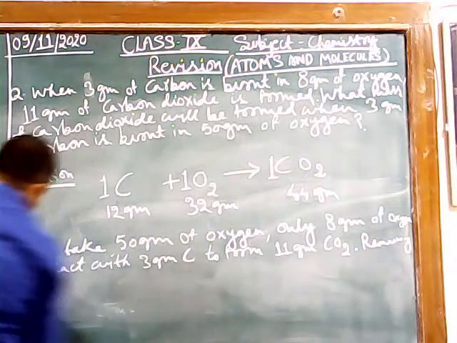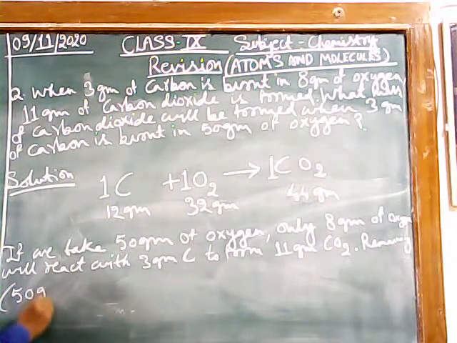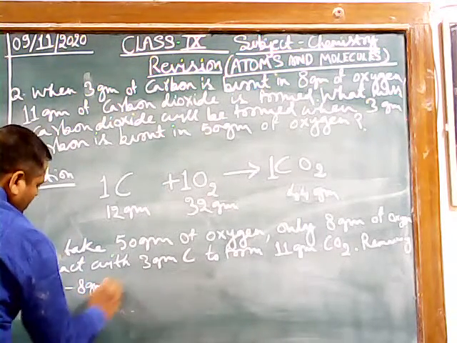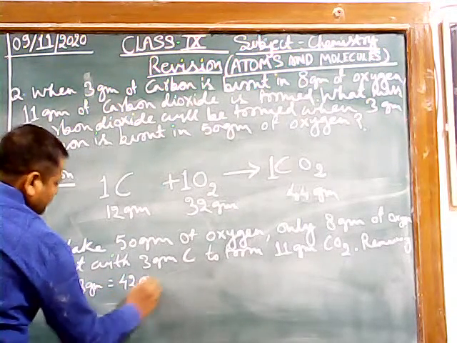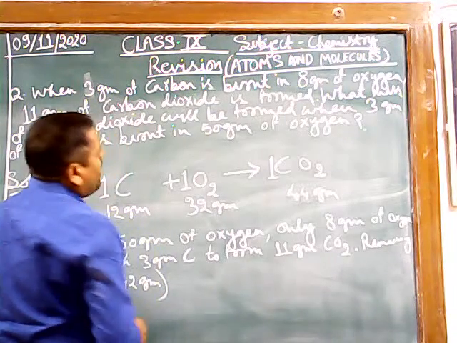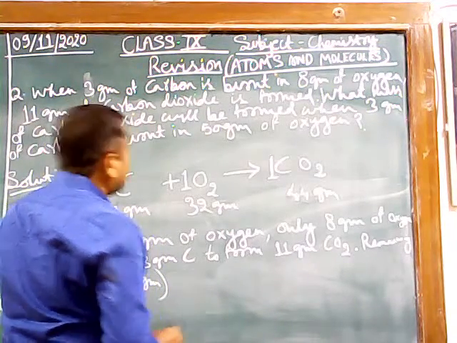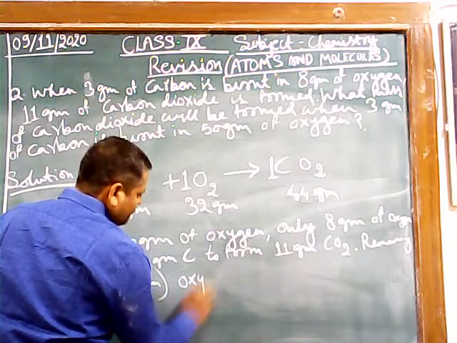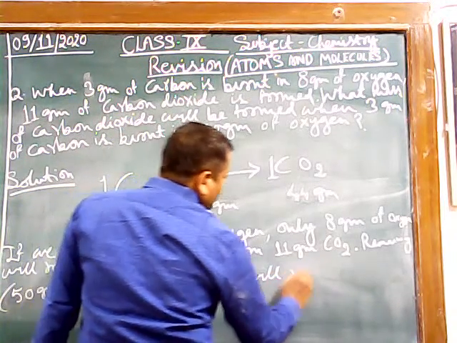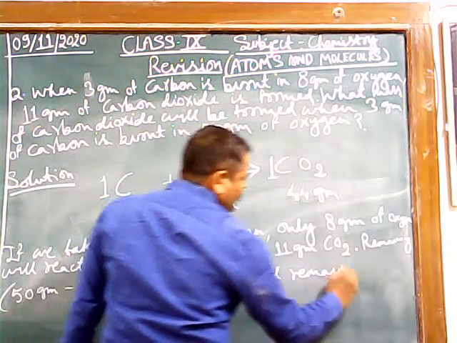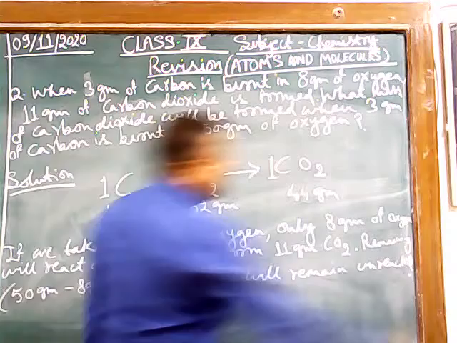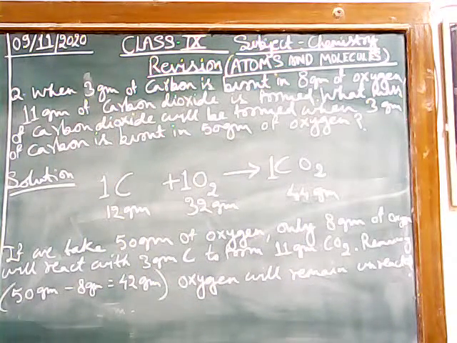The remaining 50 grams minus 8 grams is equal to 42 grams. 42 grams of oxygen will remain unreacted. Okay, note down, children.